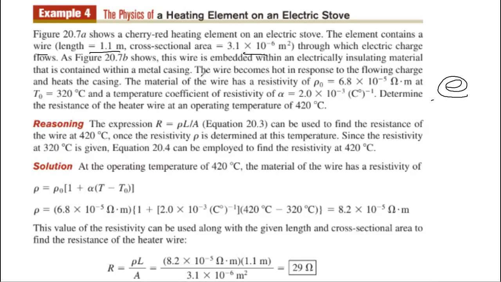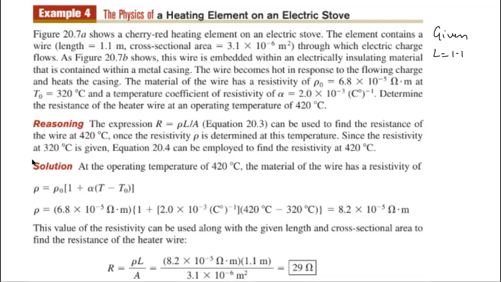The wire is embedded with an electrically insulating material that is contained within a metal case. The wire becomes hot in response to the flowing of charge. When you turn on the stove, the charge starts flowing and it starts becoming hot. So the material has a resistivity. Let me write down what's given to us, the given piece of information.